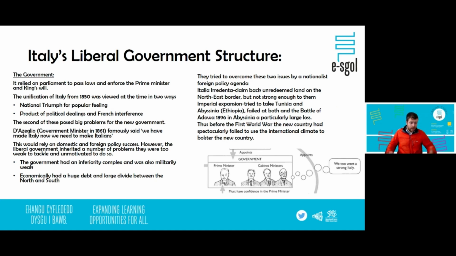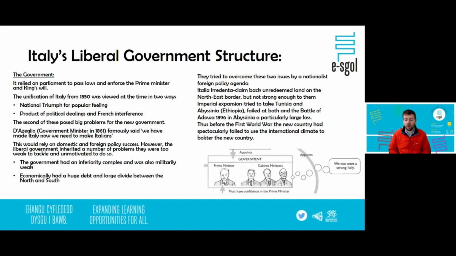So in order to build a kind of Italian feel, it relied on domestic and foreign policy successes. There was no better way of generating people's support for a government than policy success. However, that Liberal government inherited a number of problems that they were too weak to tackle, or frankly too unmotivated to do so as well. The government had an inferiority complex and was militarily weak. Economically, it had a huge debt and a large divide between North and South. Now, it was too weak to address many of these issues, and in some cases, particularly in that wealth divide between North and South, unmotivated to do anything about it.